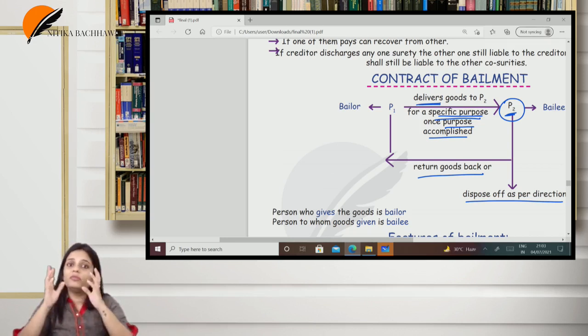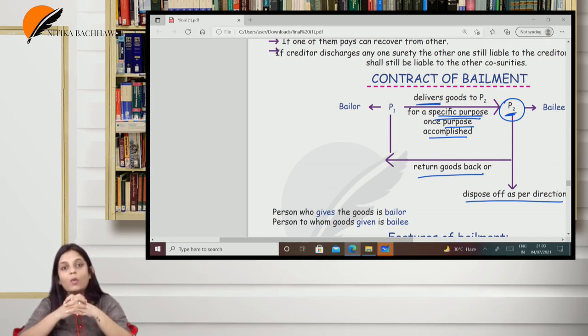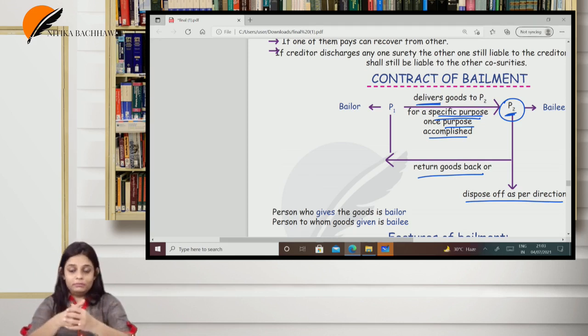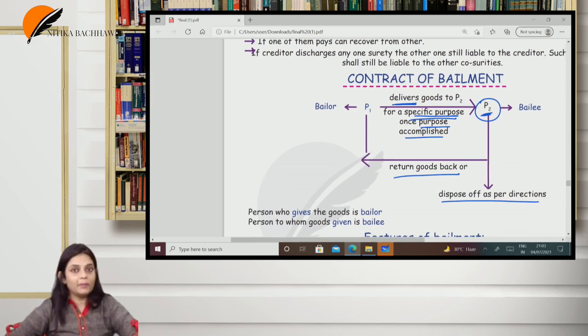So what does it mean? Let us say you have borrowed a book from the library. Once you have read the book, you have to return it back. This is contract of bailment, right? On the other hand, you have to dispatch some goods. You want to send some goods. I am going to send my pendrive classes to you. I am going to courier the books to you. So there is a contract between me and the courier company. They have to dispose of the goods at your place as per my direction. This is what contract of bailment is.